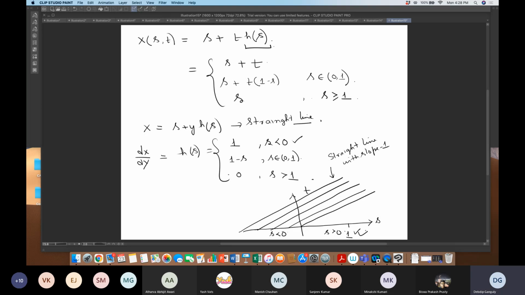Slope 0. That means parallel to s. Parallel to t, man. Agreed? This is t, this is s. Agreed? Agreed or not?